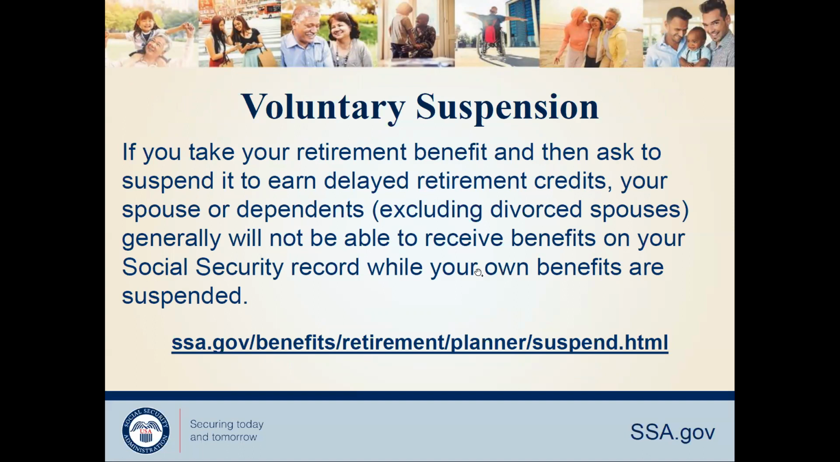Voluntary suspension. The second change in the law involves what we call voluntary suspension. If you take your retirement benefit and then ask to suspend it to earn delayed retirement credits, your spouse or dependents, excluding divorced spouses, generally will not be able to receive benefits on your Social Security record while your own benefits are suspended. In addition, you will not be able to receive benefits on anyone else's record during that time.